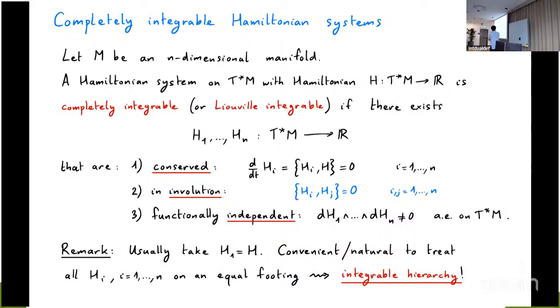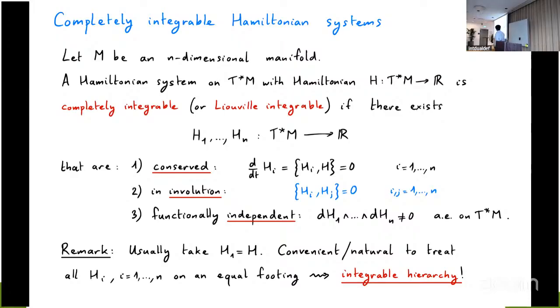Okay, so of course there's always an obvious integral of motion, which is the Hamiltonian itself. But the crucial thing to note is that properties 2 and 3 here are actually symmetric under the exchanges of all the Hamiltonians. So it's very natural to treat all the Hamiltonians on an equal footing and not just treat H1 as preferred. So in this case, we talk about an integrable hierarchy where all the individual Hamiltonians each generate an integrable system of their own, for which the other Hamiltonians are the integrals of motion. So this is the concept of an integrable hierarchy.